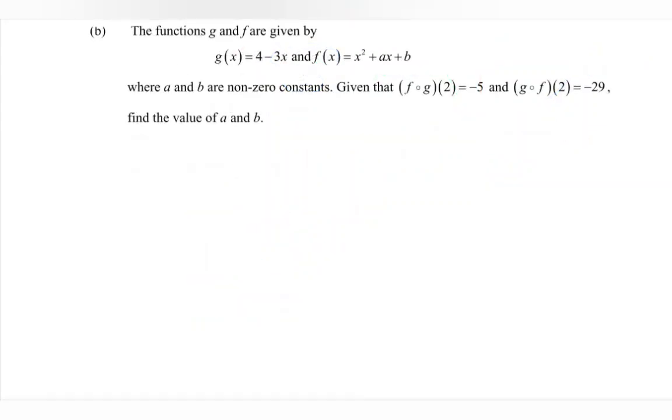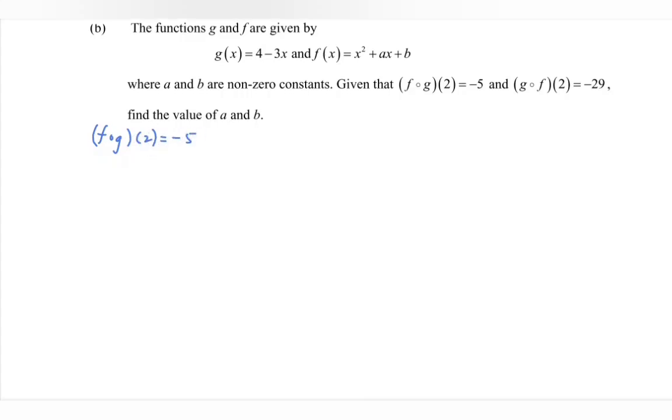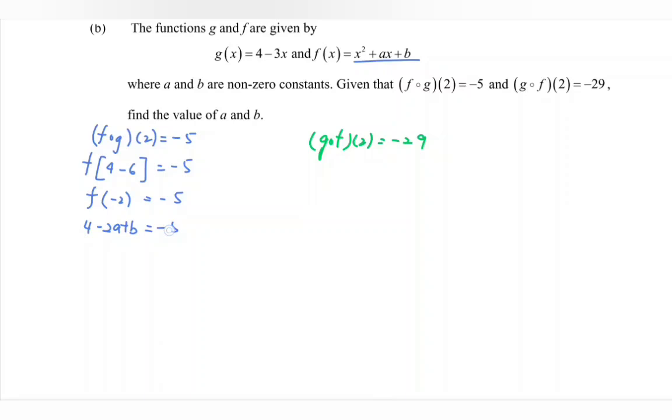Continue with part b. The functions g and f are given as follows, where a and b are non-zero constants. Given that f of g of 2 is equal to -5, and g of f of 2 is equal to -29. Kindly substitute the situation. For f of g, substitute 2 into g, where we have 4 minus 6. So in here we have f(-2). If we substitute -2 into f, here we will have 4 minus 2a plus b equals -5.